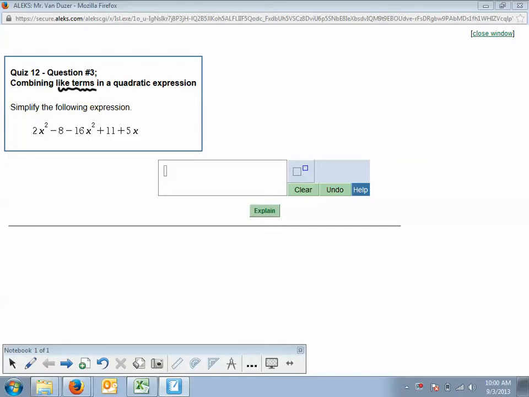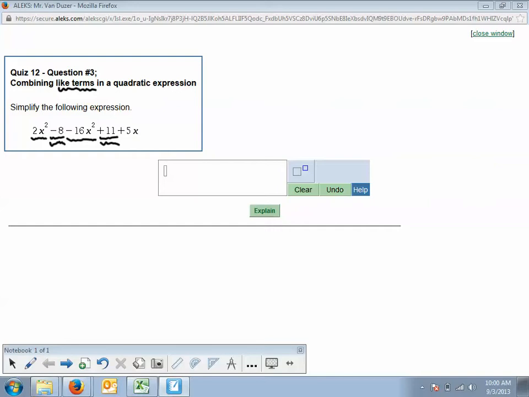For example, in this expression, 2x squared and minus 16x squared we can combine, because they both have an x and an exponent of 2. So the x squared terms are our like terms. Any other like terms would be the minus 8 and the plus 11. The plus 5x is on its own, so we're just going to put that into our final answer in the end.